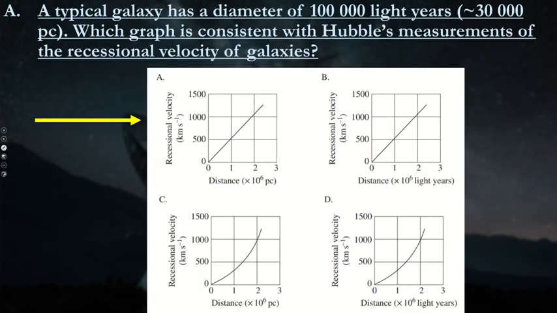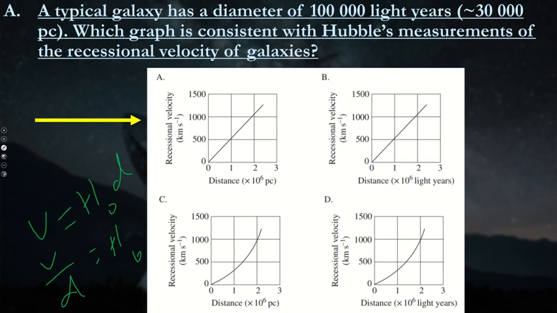The reason why C and D cannot be correct is that the formula itself, with Hubble's constant, represents a directly proportional relationship. We said that the recessional velocity is Hubble's constant times d, so they should be directly proportional to each other. So we should see a straight line. So C and D can't be correct.